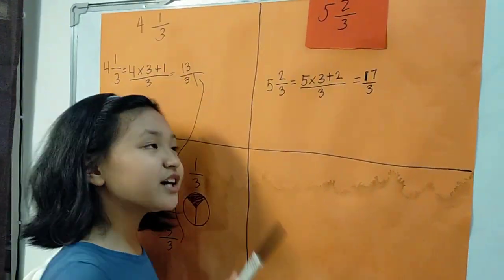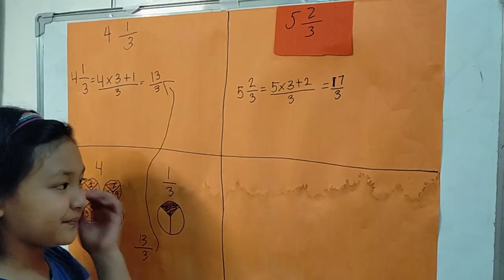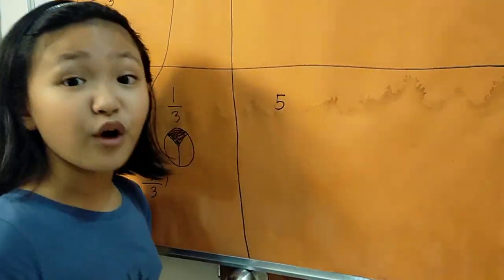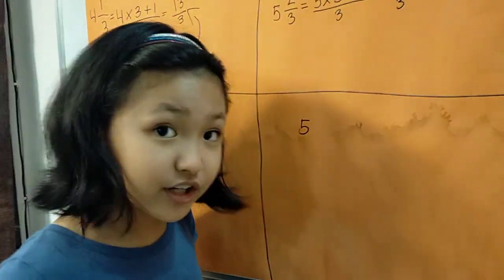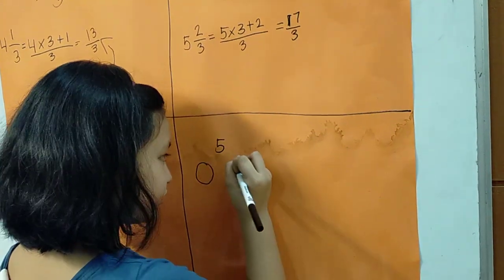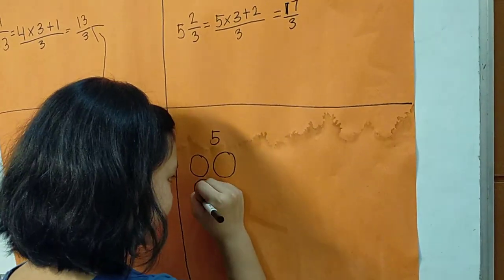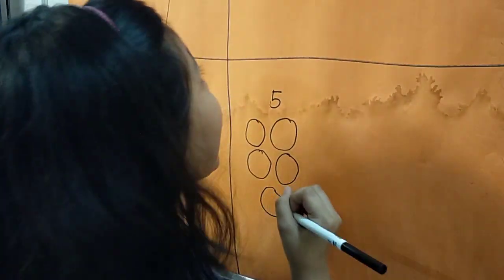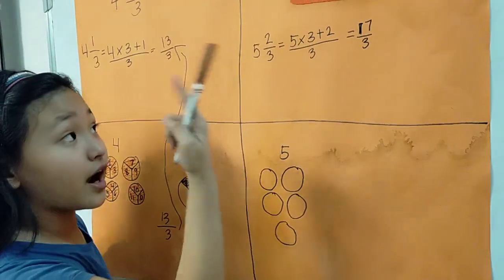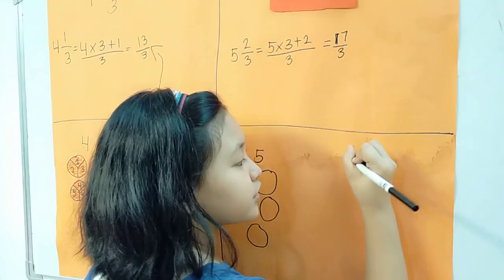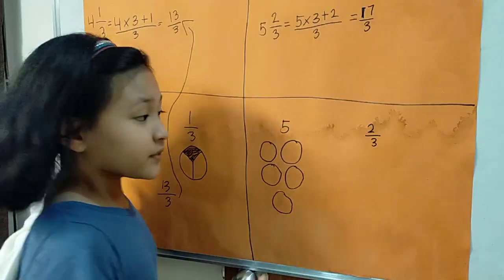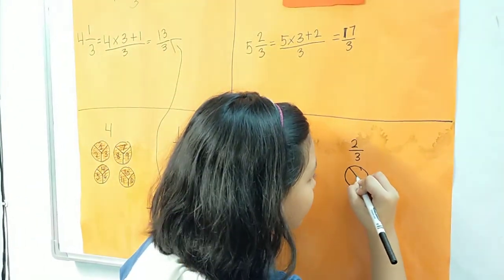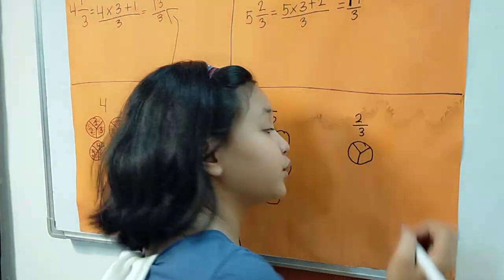I will show you the logical way of doing this mixed fraction. So the whole number is 5, so we draw 5 circles. 1, 2, 3, 4, 5. And our fraction is 2/3. So we are going to draw a 2/3 circle. So 3 parts and shade 2.